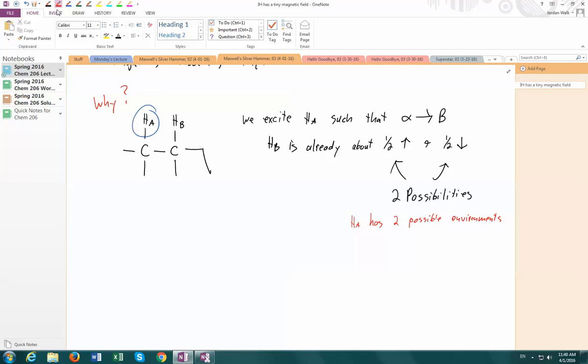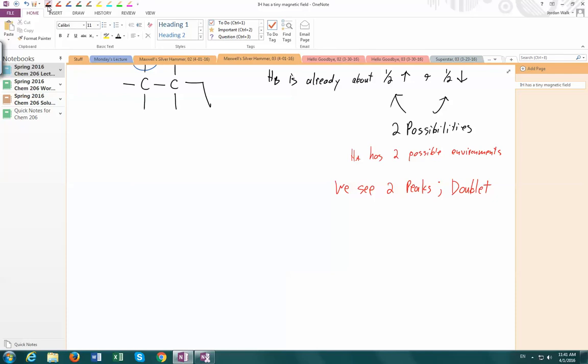And so how many ultimate peaks will we see? We would see 2 peaks, right? And so we end up seeing 2 peaks corresponding to those 2 possible environments, and so we refer to that as what? That is a doublet. All right, so let's look at another example, and so we'll tie this together in a nice neat bow at the end.